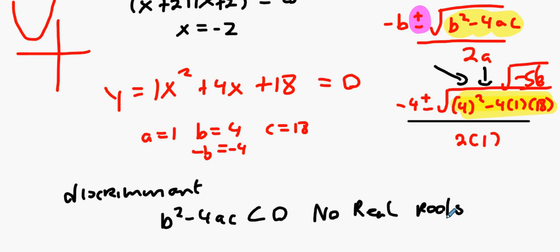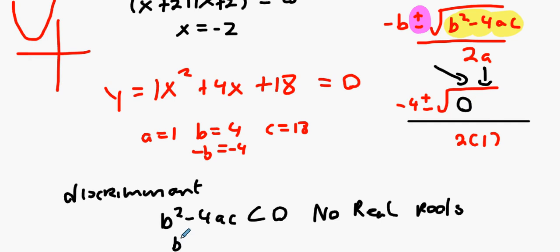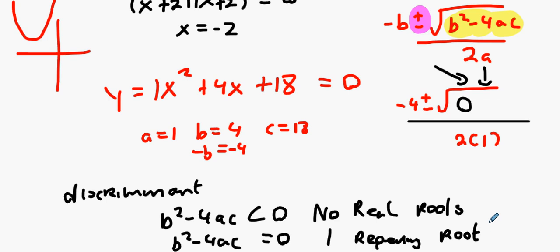What happens when you only get one answer? What should happen here? What happens in here if you only get one answer? It will actually be 0, because plus or minus 0 is the same thing, isn't it? That's when you get one answer instead of 2. So, when b squared minus 4ac equals 0, there's just one repeating root. Okay? Is that alright? Or 2 repeating roots, however way you want to talk about it.